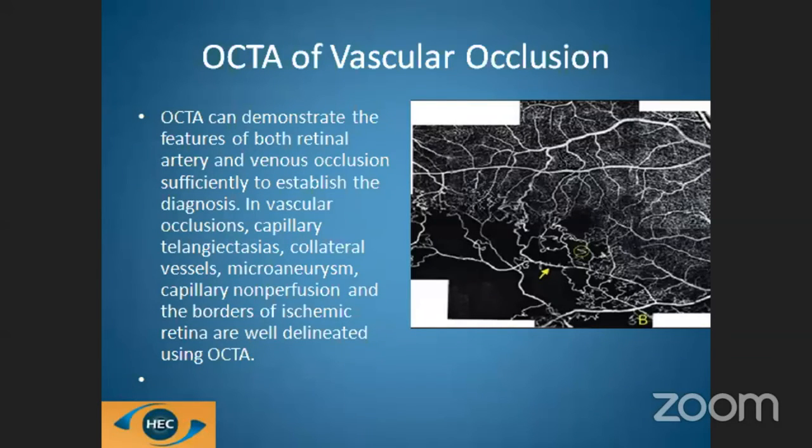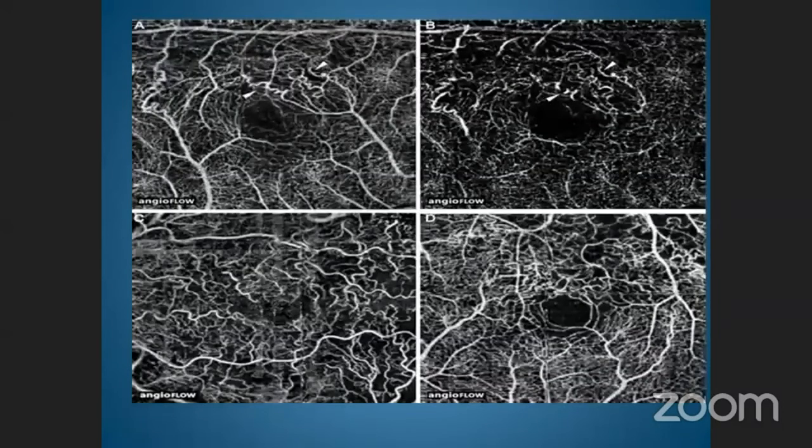In cases of vascular occlusion also, OCTA helps us to look at the capillary telangiectasia, collateral vessels, microaneurysms, and also the level at which the lesion is there. That is the superficial capillary plexus or the deep capillary plexus, whichever is involved. So over here, we can see that there is also involvement of the deep capillary plexus, which is much more when we compare it to the superficial capillary plexus. And therefore, the prognosis in this particular vascular occlusion may not be very good.